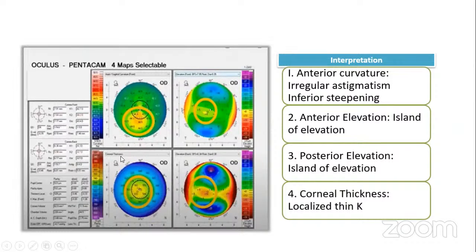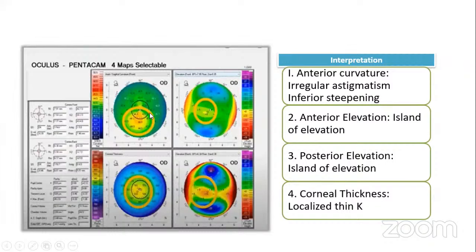Sorry for the poor clarity. This is sagittal curvature, and this is corneal thickness, and this is anterior elevation map, and this is posterior elevation map. So when we see a case of keratoconus in the anterior curvature map, one of the characteristic findings is inferior steepening, as we can see here. So here all the warm colors indicate steepening, that is above the normal level, and cold colors indicate below the norm, that is depression or flattening.